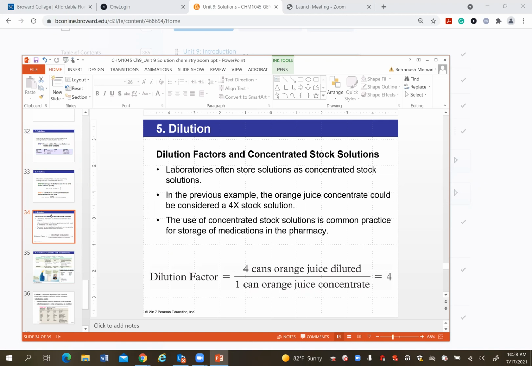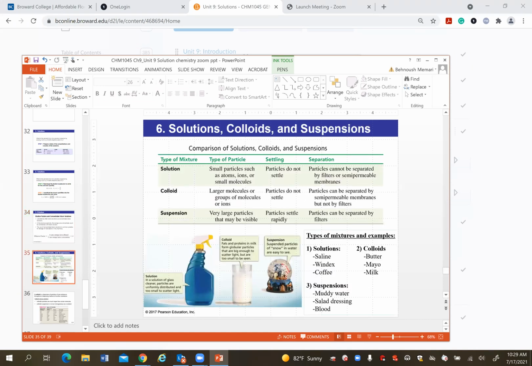Okay, dilution factor is like how many times you're increasing the volume. That would be basically dilution factor. If you double the volume, that's 2. Dilution factor is 2. And if you double the volume, concentration would be in half. And then 4 times, if you increase the volume to 4 times the volume, then the concentration would be 1/4, basically.